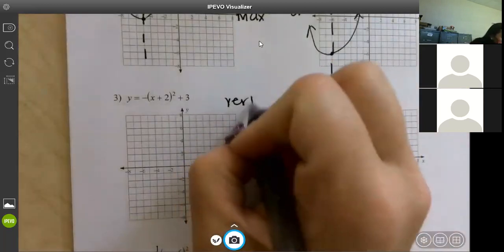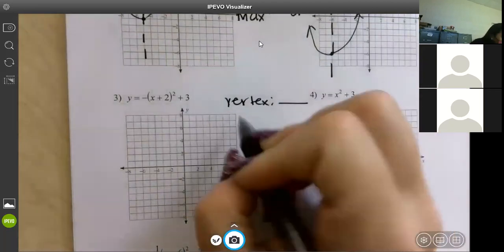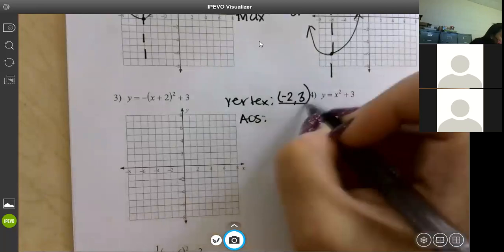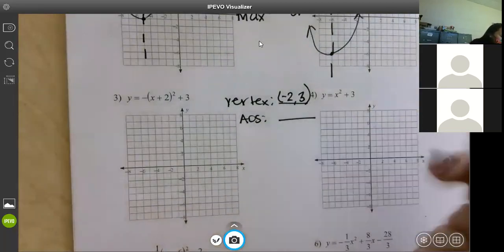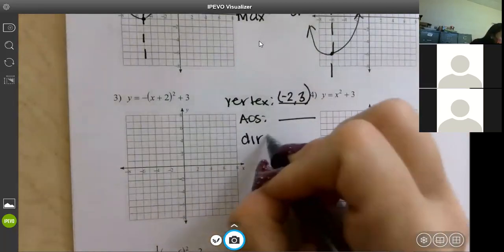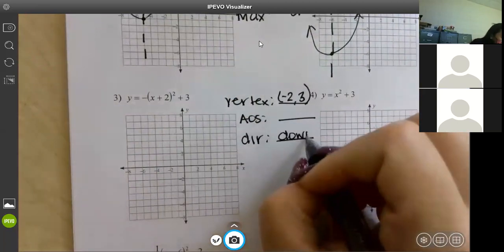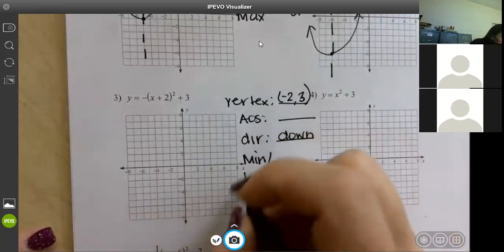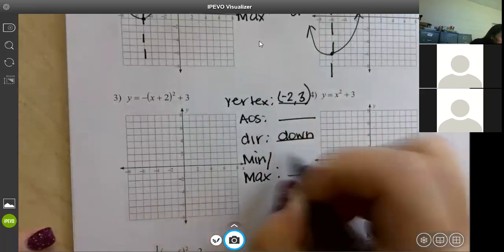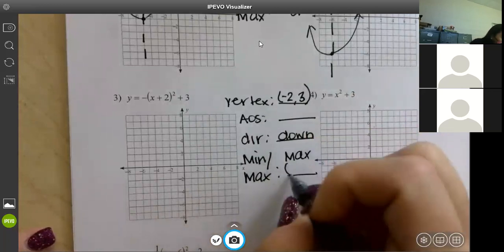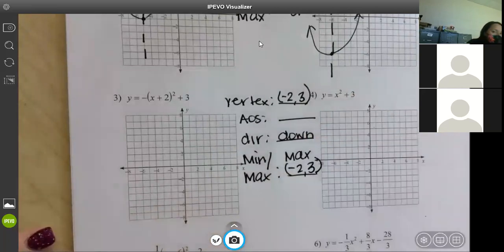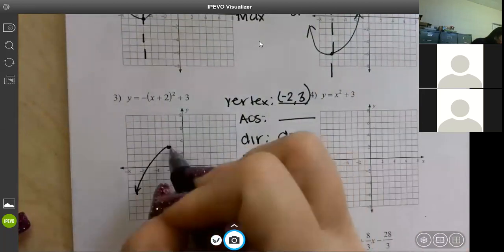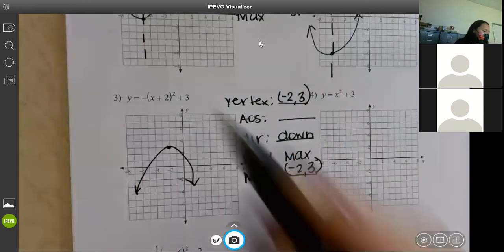What is your vertex? -2, 3. Change the sign, keep the sign. I'm gonna wait on the axis of symmetry. What's the direction? Down. Why is it down? Is it gonna be a max or a min? It is gonna be a max. Where is that max gonna be at? -2, 3. So -2, 1, 2, 3 opens down. So it's gonna be sketched like this.